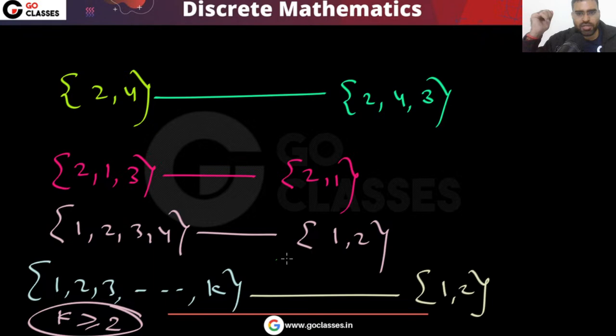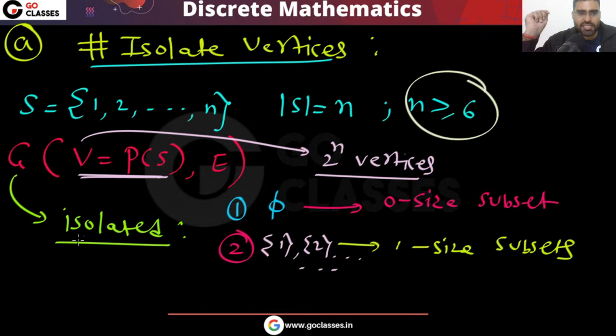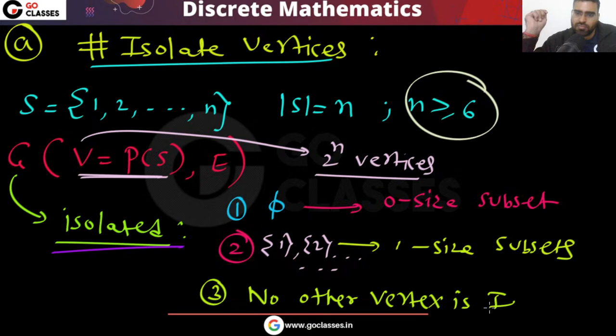Are you getting my point? So whatever set you take, that will be adjacent. There will be an edge. So you can guarantee that the remaining are not isolated. Yes or no? So only these are isolated. No other vertex will be isolated. Okay.